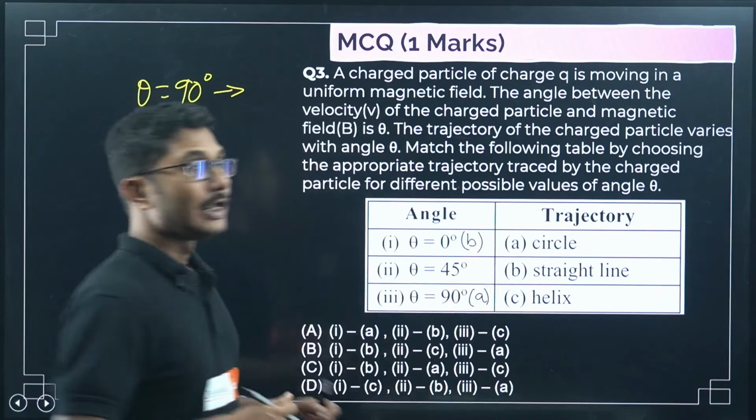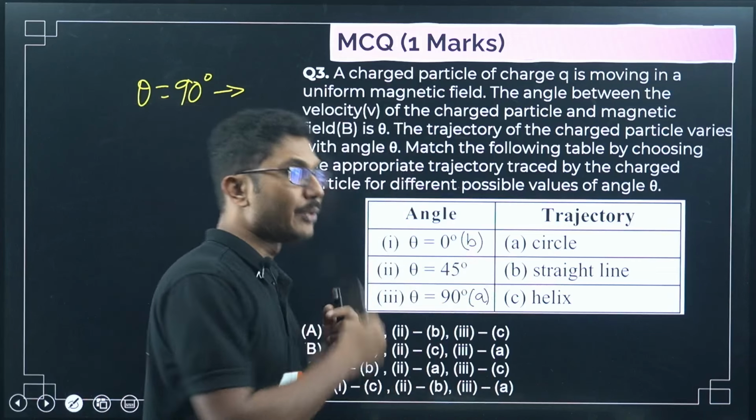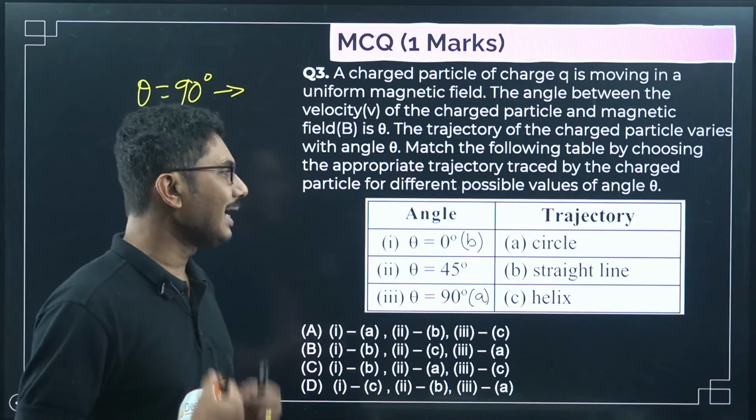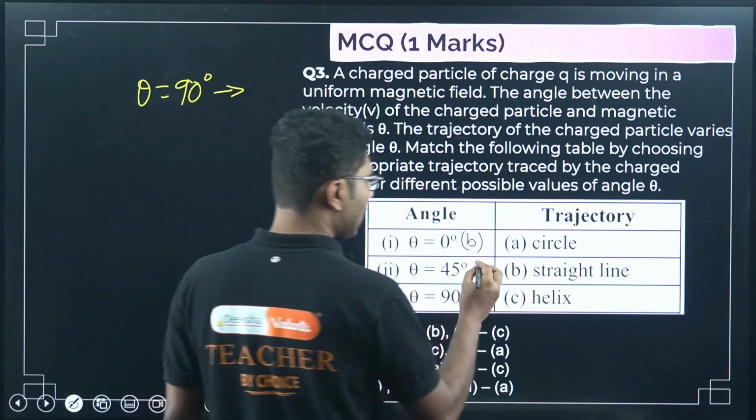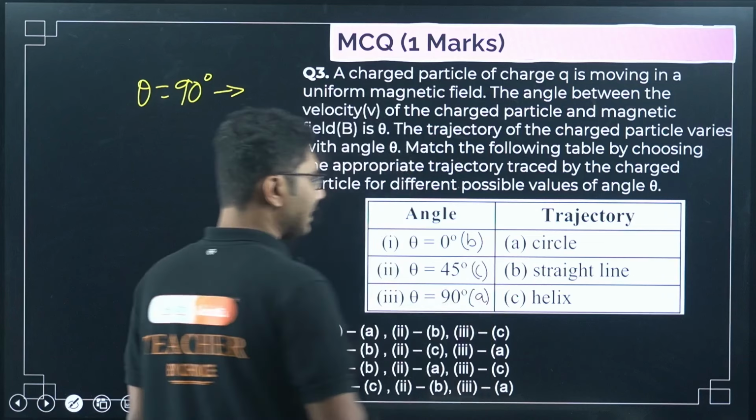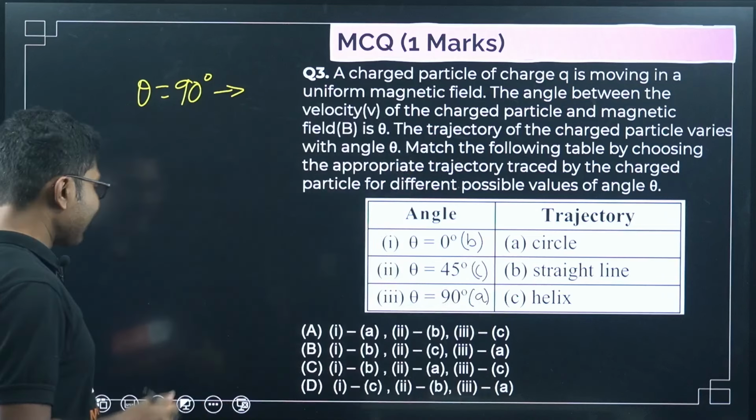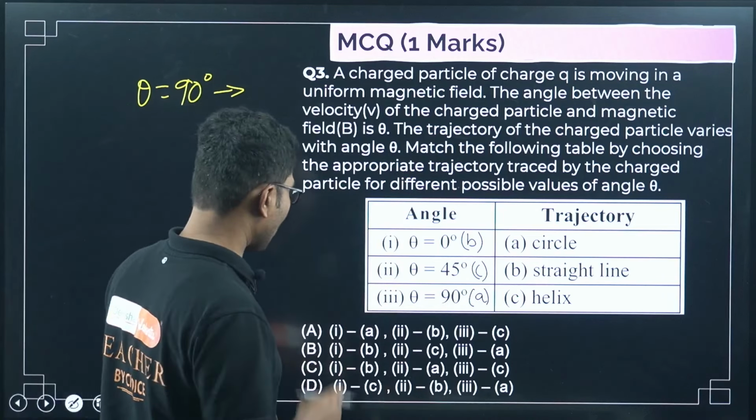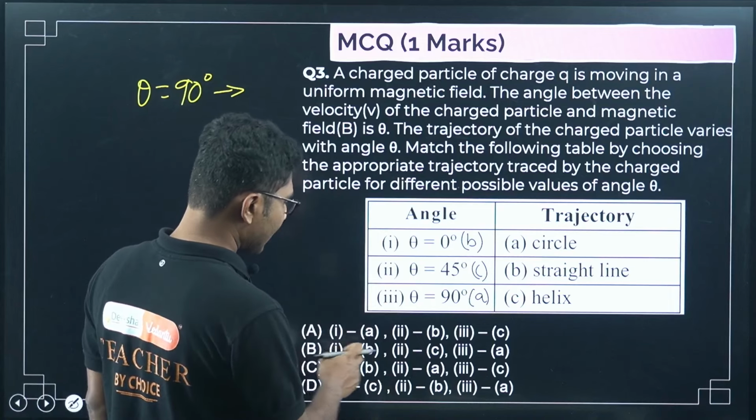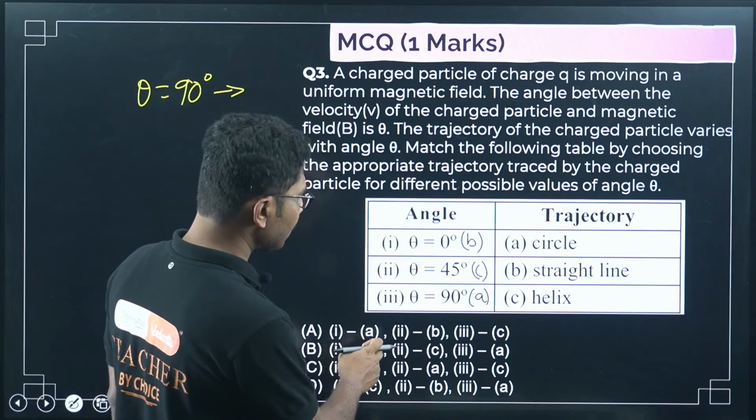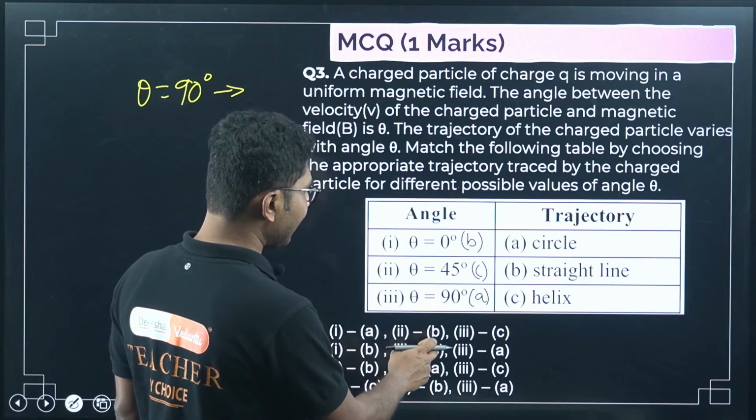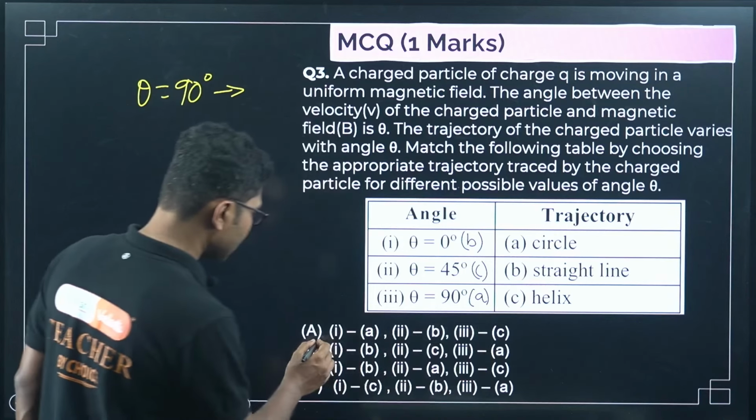Okay, and you should remember that any angle between 0 and 90, it will be a helical motion, helix motion. So this is also option C. All the options are found correctly. So now let's see which one is correct. 1 is equal to B, 2 is equal to C, 3 is equal to A. So the correct answer is option B.